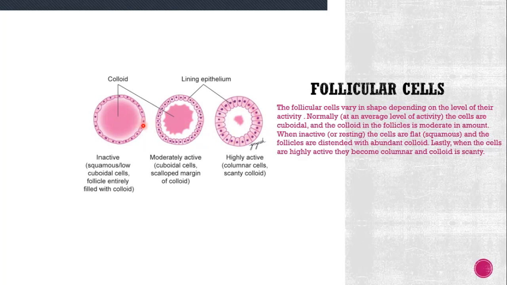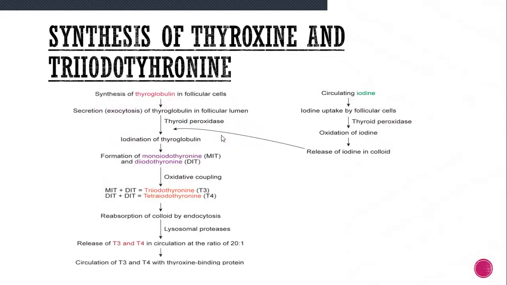So when they are squamous, that is inactive. When they are cuboidal, that is moderately active. When they are columnar, that is highly active. Please remember that. Now, how are thyroxine and triiodothyronine synthesized? It is synthesized in this way.